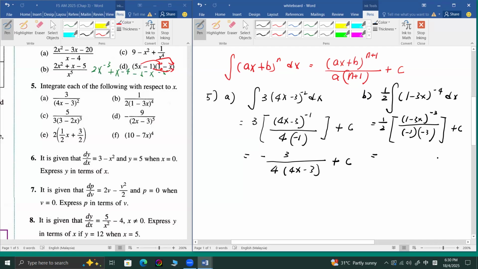Okay, so look at the answer. You have here 9, right? Negative, negative, positive, 9 times 2, 18. So 1 per 18. Shift the bracket down, then change it to the power positive, plus c. Okay, got it, class? So for question 5, I just do A and B. The rest, you try yourself, C until F.